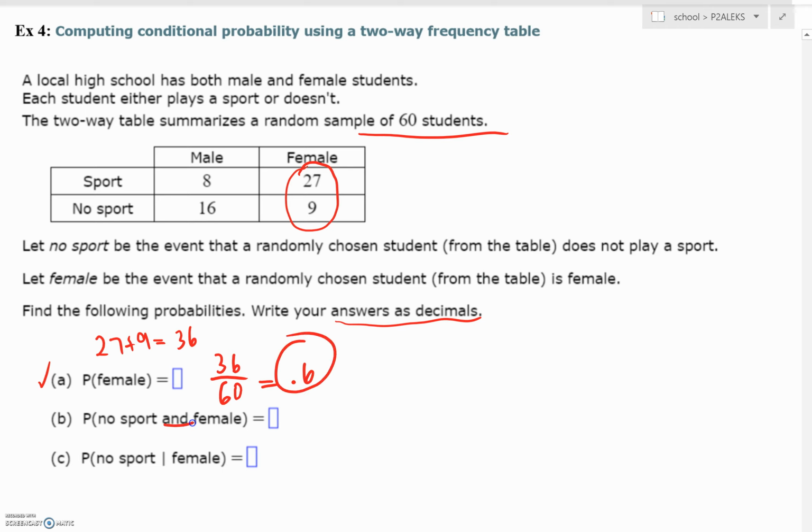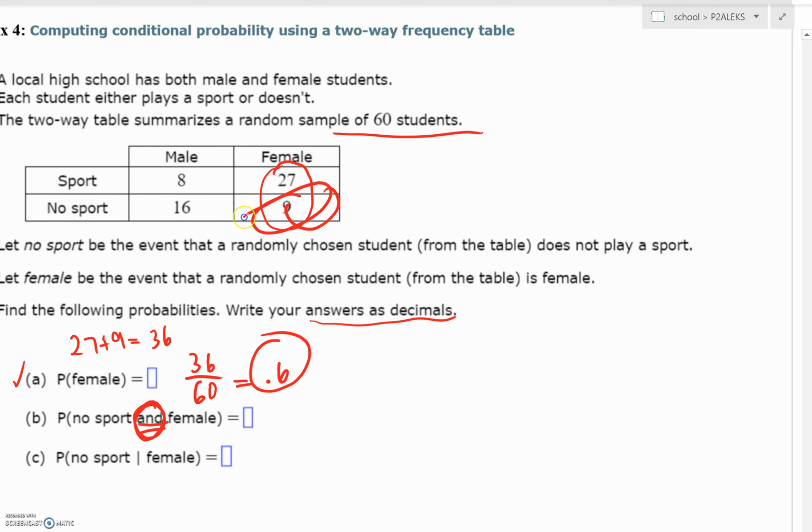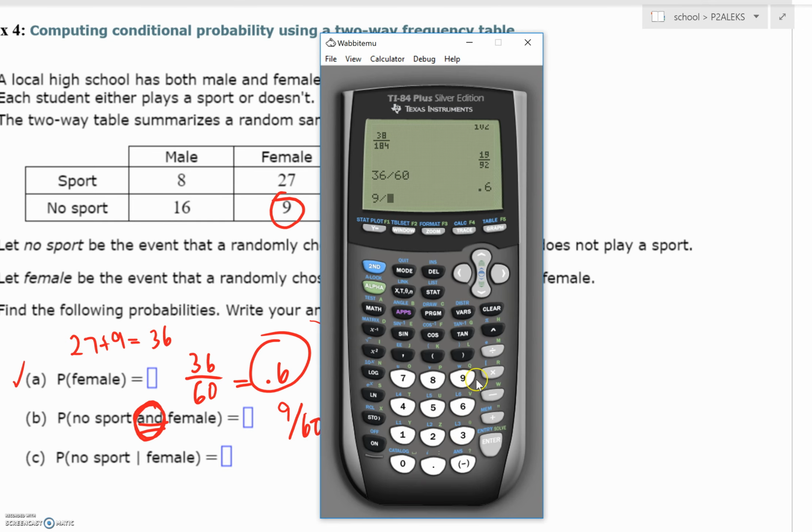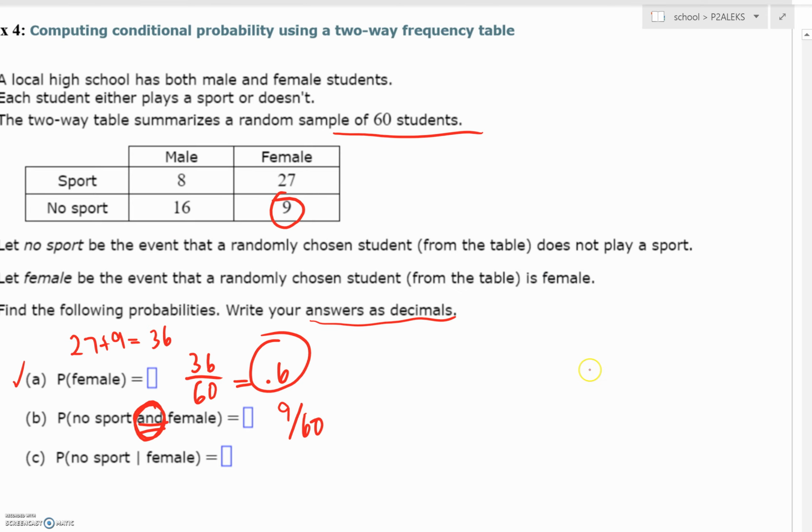Well, how about no sport and a female? Well, both conditions have to be met at the same time, and the only one that is going to be met for both conditions would be right here. It's not enough to just say you don't play a sport. You also have to be a female, so that's going to be 9 out of 60. So we'll get 9 out of 60 here, and we'll get 0.15.